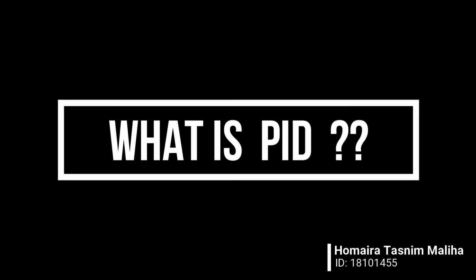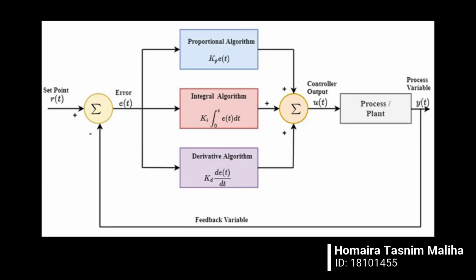This is Humaira Taslim Maliha. Before describing the PID process of the sensors in our project, let's get an overview of PID. Proportional integral derivative is the full form of the PID controller, also known as the 3-term controller. It is a control loop mechanism employing feedback that is widely used in industrial control systems and a variety of other applications requiring continuously modulated control.